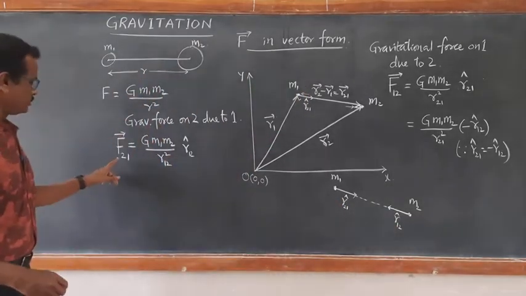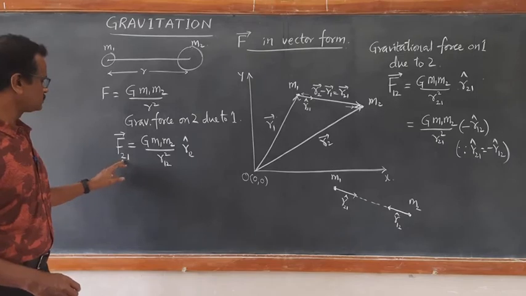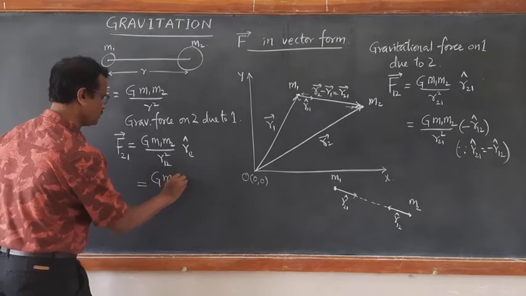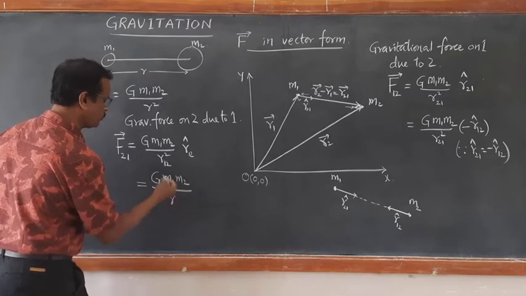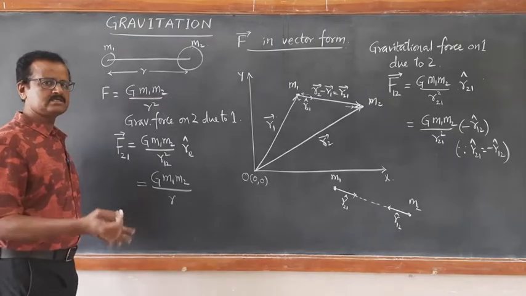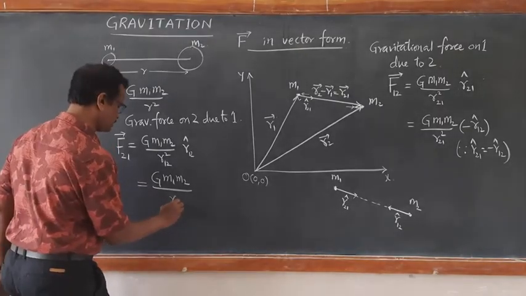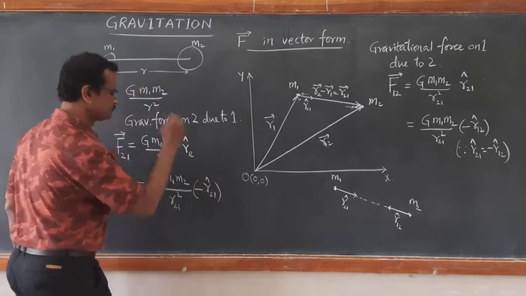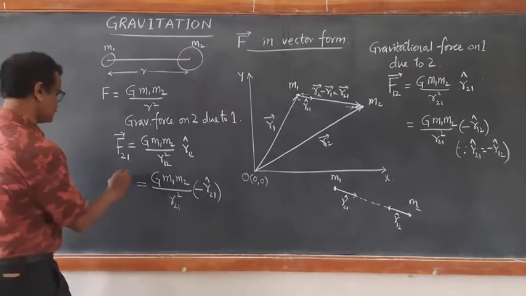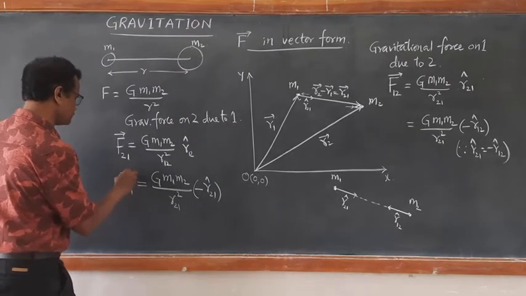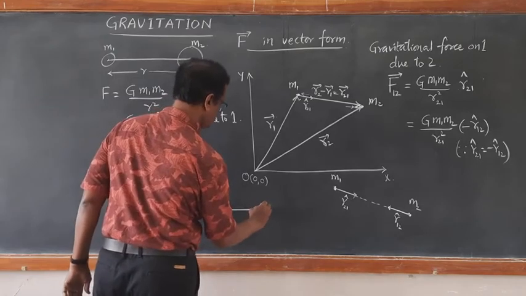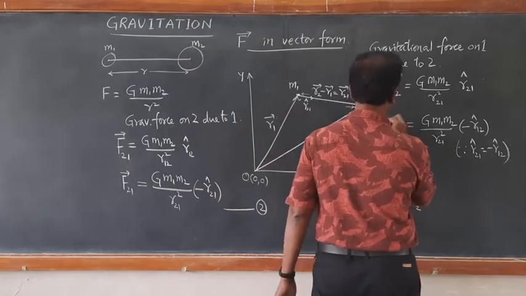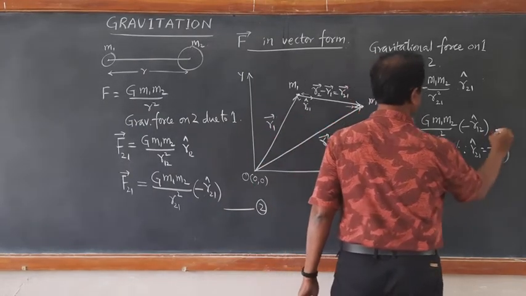So, if you want to maintain the same order, the same thing can be written as G M1 M2 upon R21 or R12 square. Square is just a scalar quantity. So I can write it as R21 square, minus of R21 cap. Compare this equation, we call this equation number 2 and the earlier one equation number 1.